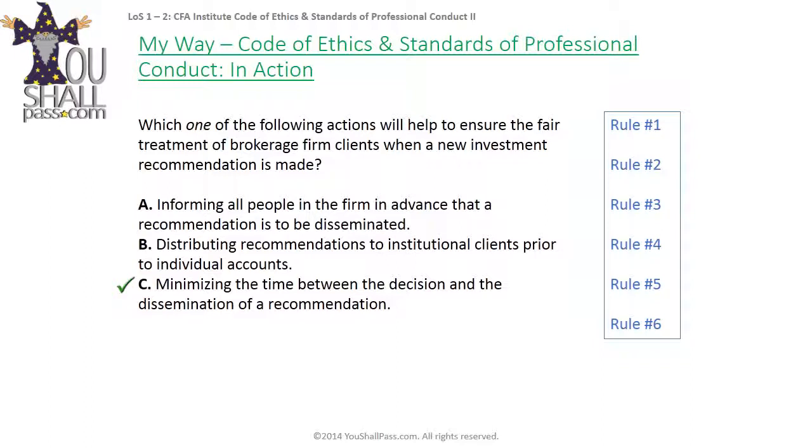Option A allows an unfair advantage to the employees of the brokerage house over their clients and also over the investing public in general. And option B provides the same unfair advantage to the institutional clients of the brokerage house. Both cases of providing a select group of people with an unfair advantage over everyone else are unwarranted and unethical. This question was about standard 3B, fair dealing.